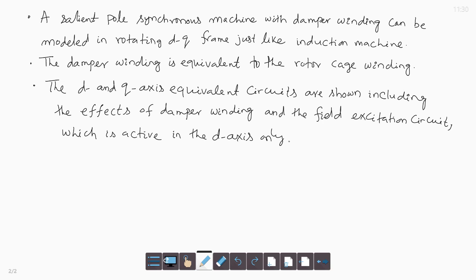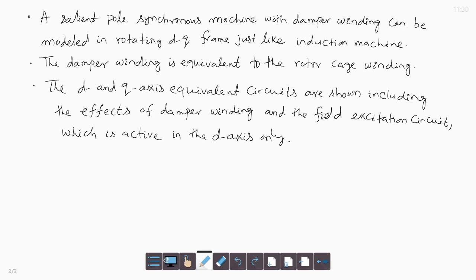So, the damper winding is the rotor winding and it will be present in the equivalent circuit, in both the D and Q axis equivalent circuits. And the field winding is considered with an additional circuit, a field excitation circuit, and the field excitation circuit is active only in the D axis. Obviously, at the quadrature axis there is no field winding; the field axis is the D axis.